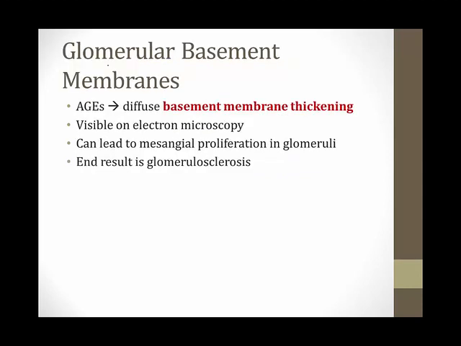kidney disease. Advanced glycosylation end products can also affect the basement membranes of the kidneys. They can lead to diffuse basement membrane thickening. This can be seen on electron microscopy of the glomeruli of patients with diabetes. This can lead to proliferation of the mesangium. The mesangium are the cells in the matrix that surround the glomerular capillaries. And if they begin to proliferate and the matrix increases in size, you will get sclerosis of the glomeruli, which is called glomerulosclerosis, and that's what can happen in diabetes.